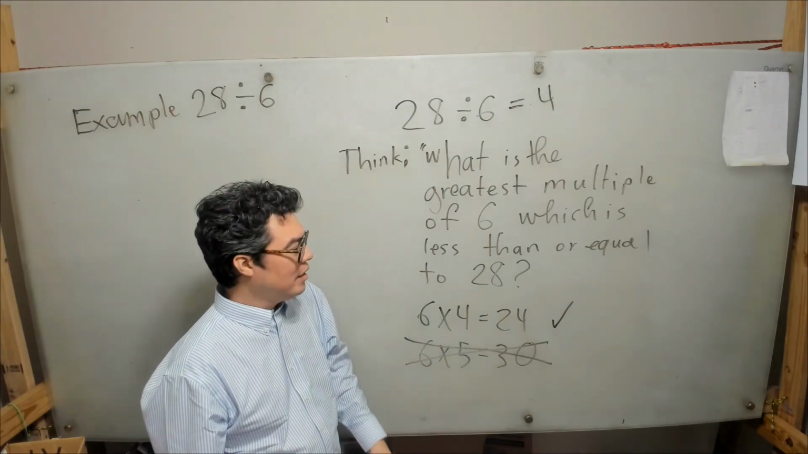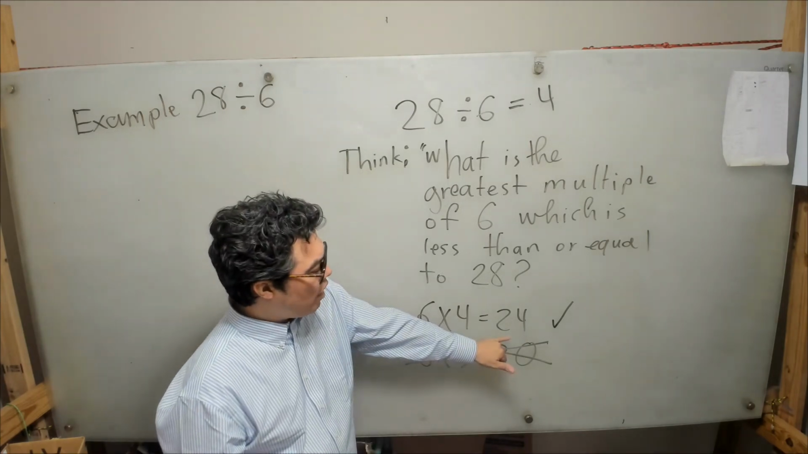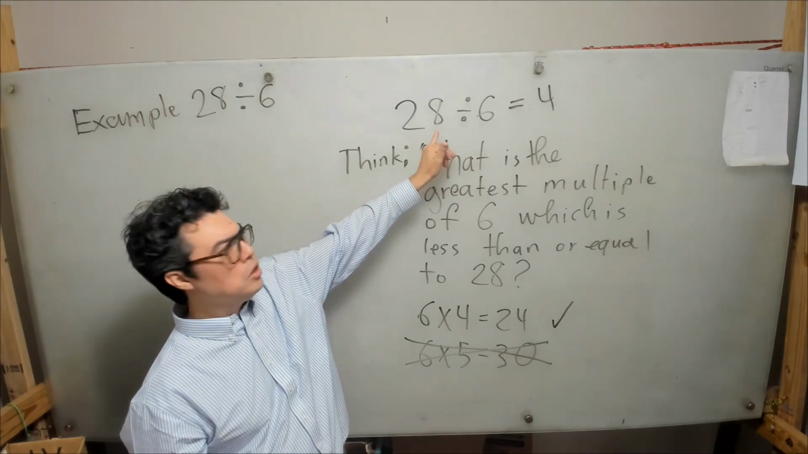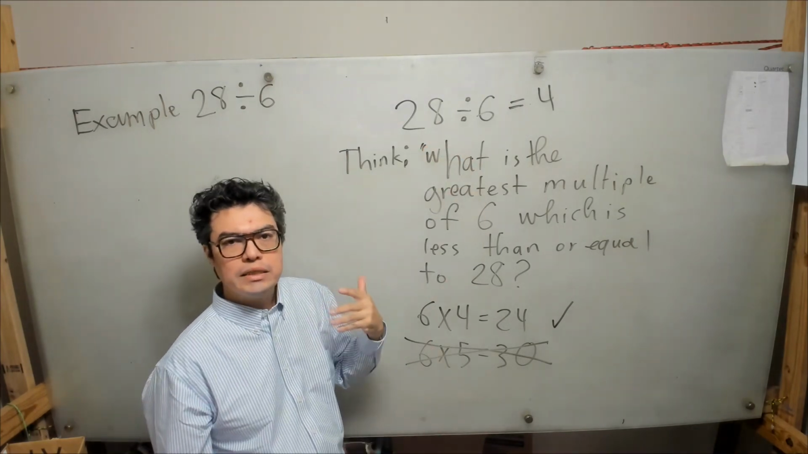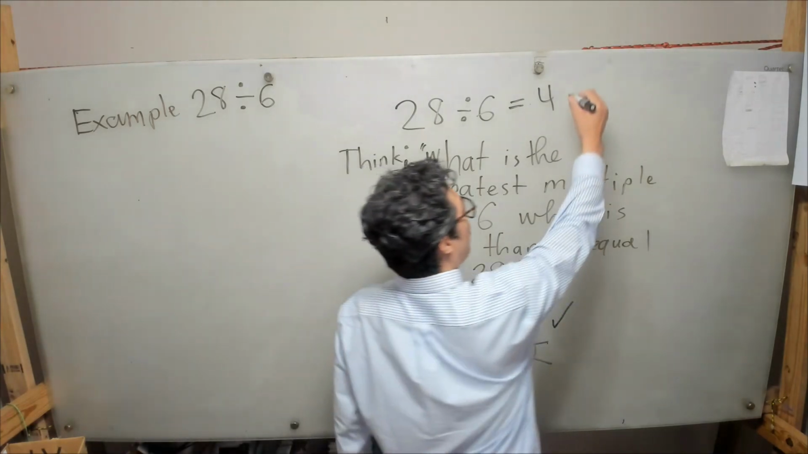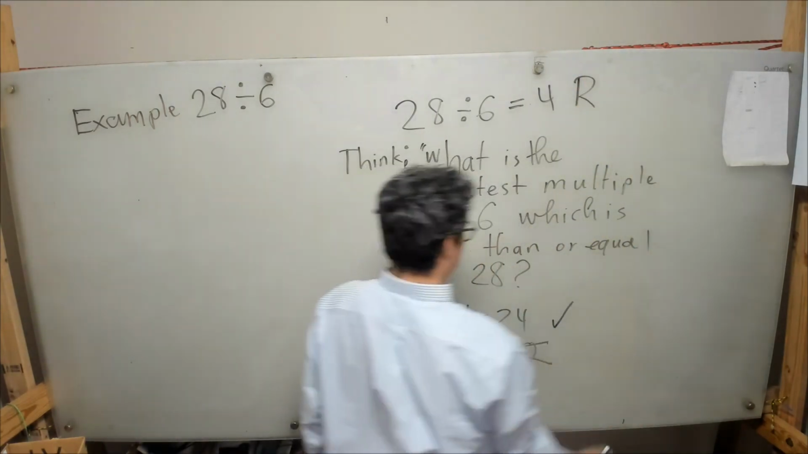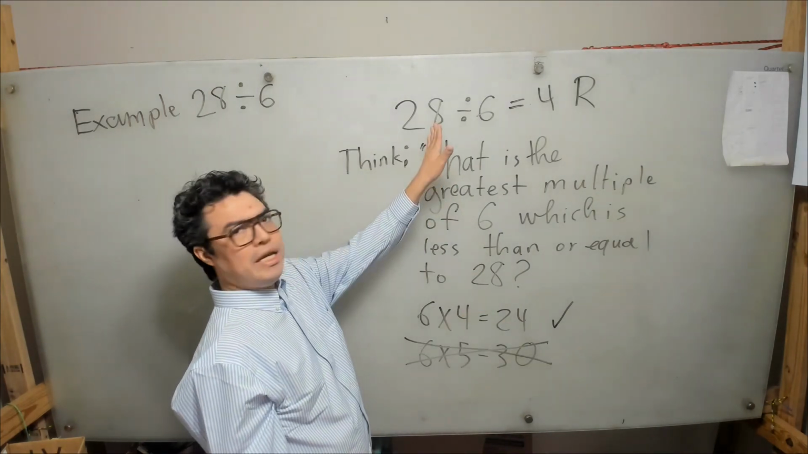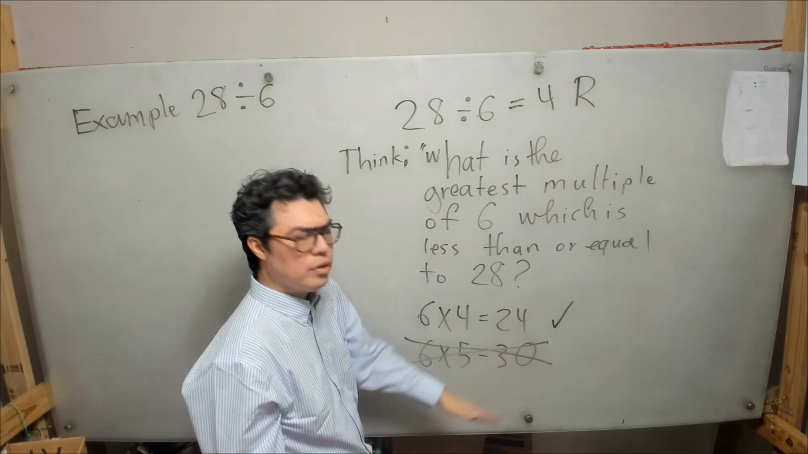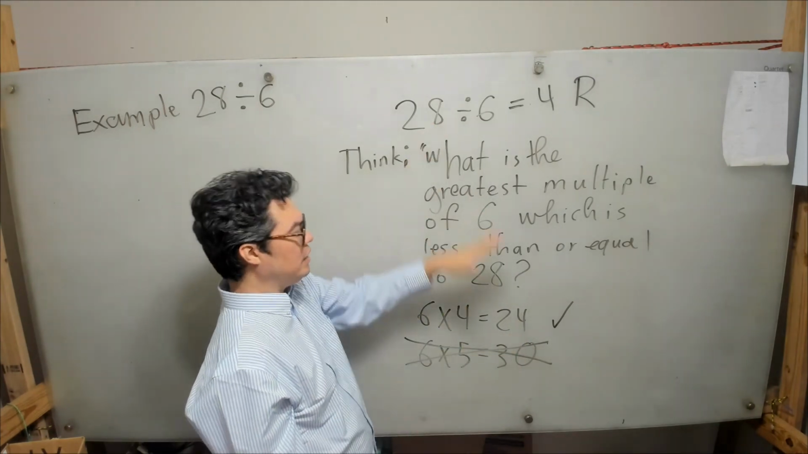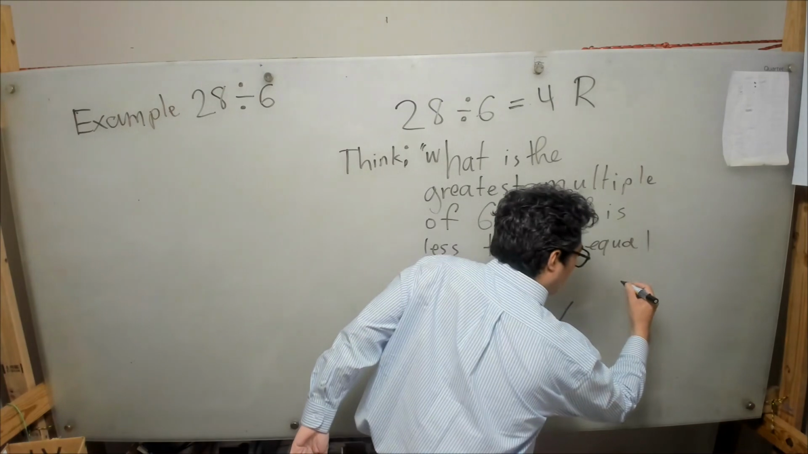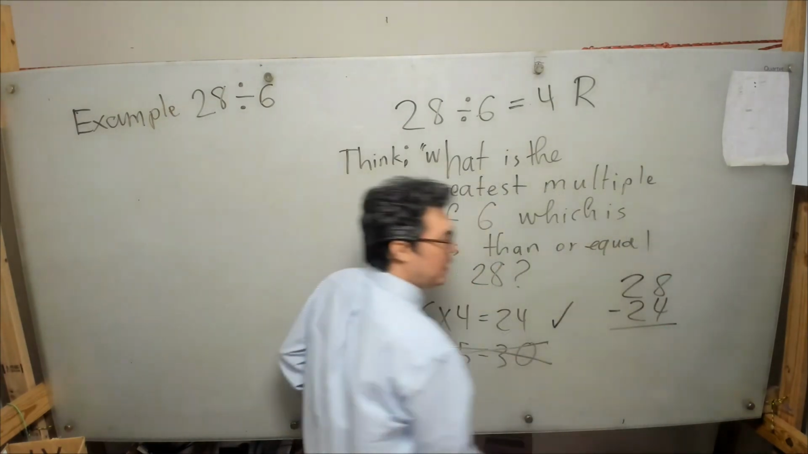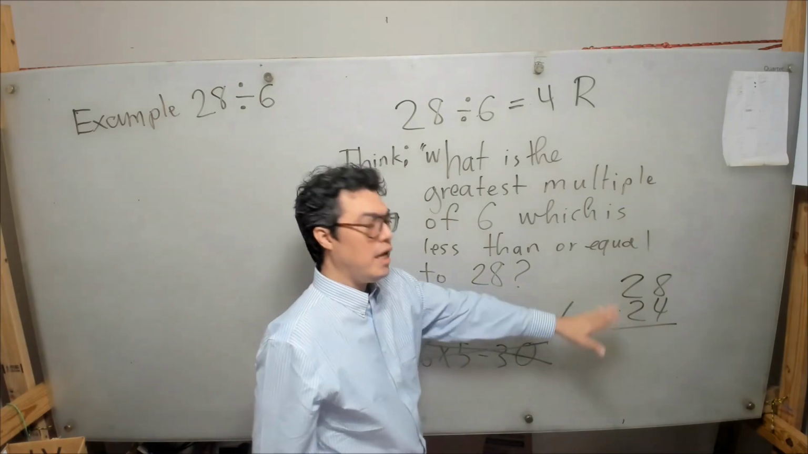Nah, I'm just kidding. So as we were pointing out, we noticed that 6 times 4 equals 24, and that 24 is less than 28, right? So what does that tell us? That tells us that we have a remainder. So I'm going to put my R there. R means remainder. And we ask, by how much does 28 exceed 24? So let's calculate that. 28 minus 24 will tell us how much bigger 28 is than 24.